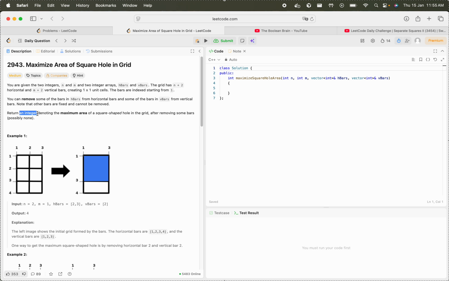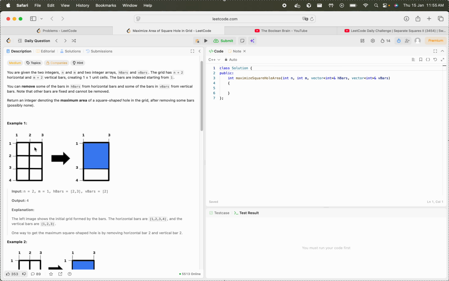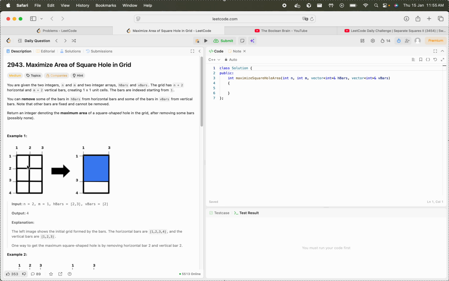Note that other bars are fixed and cannot be removed. We have to return an integer denoting the maximum area of a square shaped hole in a grid after removing some bars, possibly none. So the problem statement mentions that we are given an n by m grid where each cell is a 1 by 1 square, and we want to maximize the area of a square shaped hole.